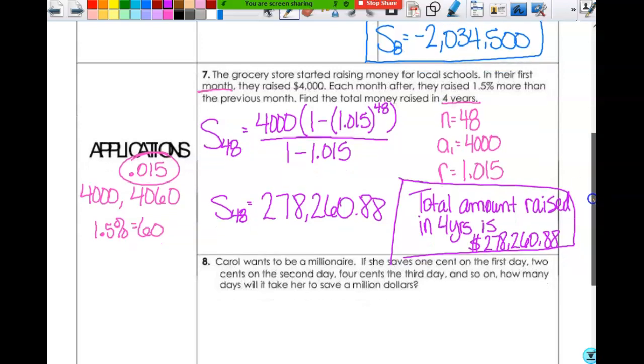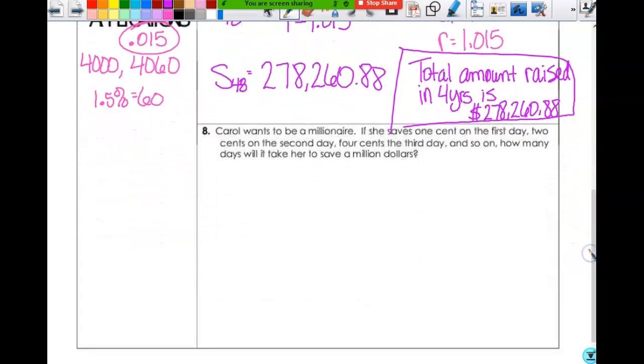Alrighty. So then let's look at Miss Carol here. Carol wants to be a millionaire, don't we all? So if she saves 1 cent on the first day, 2 cents on the next day, 4 cents on the third day, and so on, how many days will it take her to save $1 million? Okay, so N is what we're looking for. We don't know what it is. We want to know how many days it's going to take. The first term is 1 cent, 0.01.